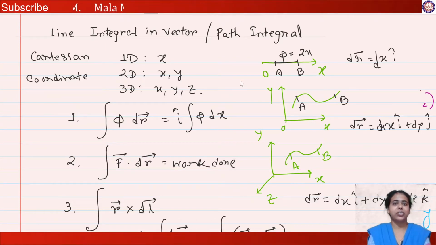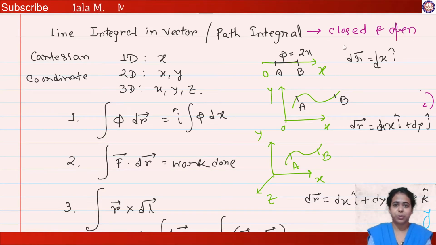So the path integral is of two types: one is closed and another is open. Closed is what? When we know the initial and final points, we know the coordinates of the initial and final points. Now, today's lecture is done.